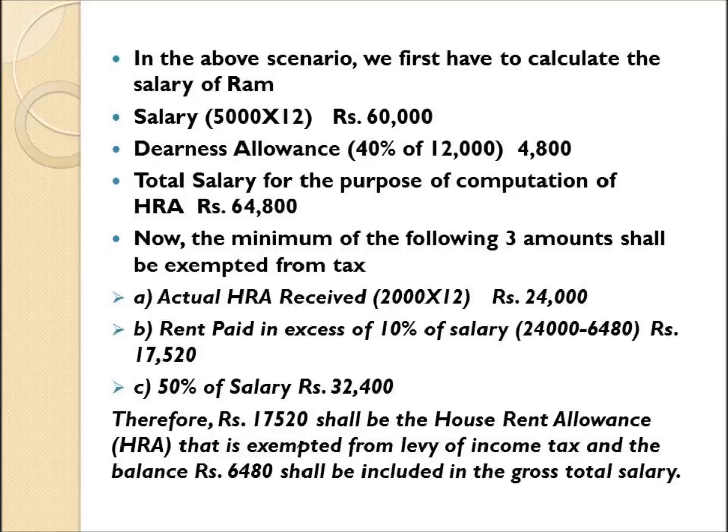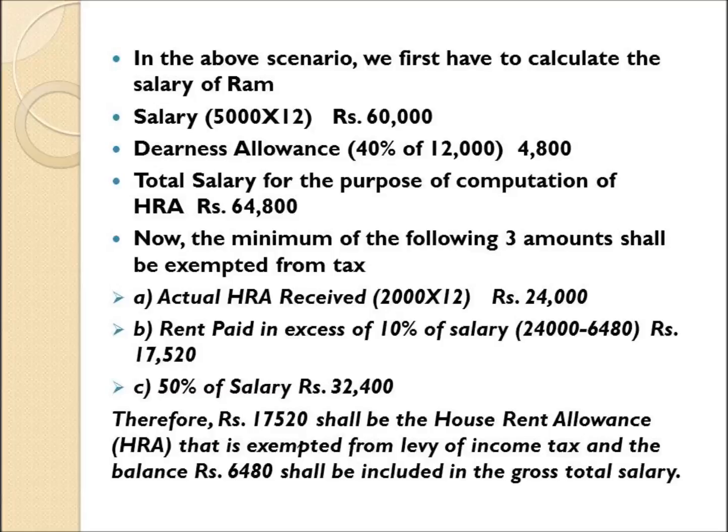Now the third condition was 50% or 40%. Since here in this case Ram is residing in Delhi, it is 50% of the salary. Salary for this purpose is 64,800. So 50% of 64,800 will be 32,400. Now we have to see what is the minimum amongst these three. 24,000, 17,520 and 32,400. Obviously it is B, 17,520, that is rent paid in excess of 10% of salary.